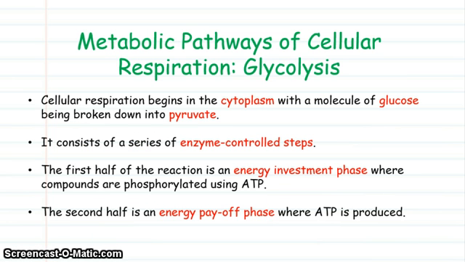So now let us have a look at the stages in aerobic respiration. The first stage being glycolysis. It takes place in the cytoplasm, and glucose is broken down into pyruvate. It involves many enzyme controlled steps. It begins with an energy investment phase in which ATP is used to phosphorylate compounds, and it's then followed by an energy payoff phase where ATP is then produced.